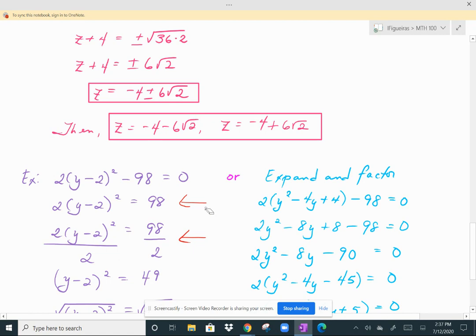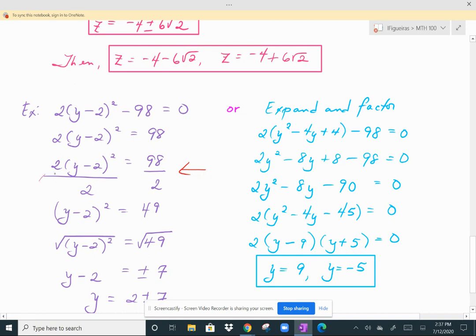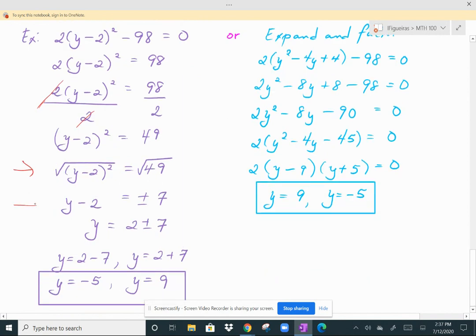So on the left side, the 2's cancel. So that's what you see here. And on the right side, 98 divided by 2 is 49. So now I'm ready to take the square root of both sides. So that's what you see here. And then the square root of 49 is plus or minus 7. So I have y minus 2 equals plus or minus 7. Then get y alone, which means add 2 to both sides. So you get y is equal to 2 plus or minus 7.